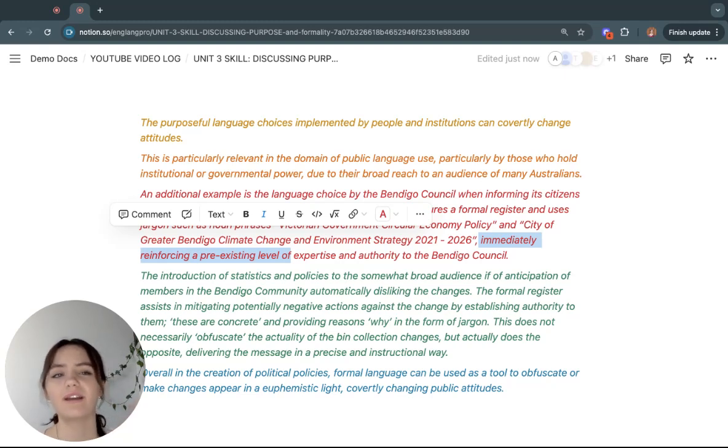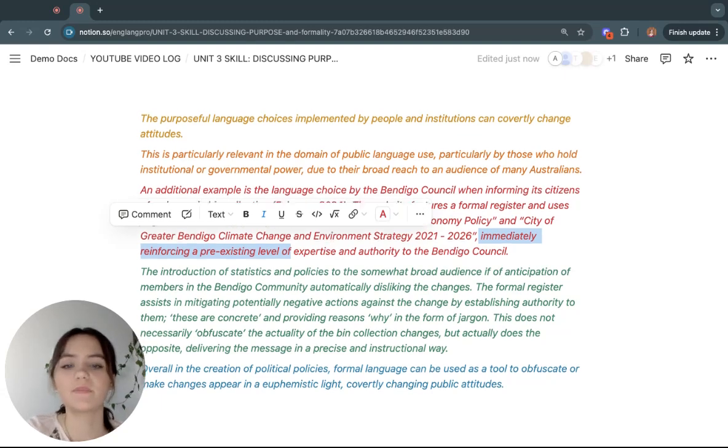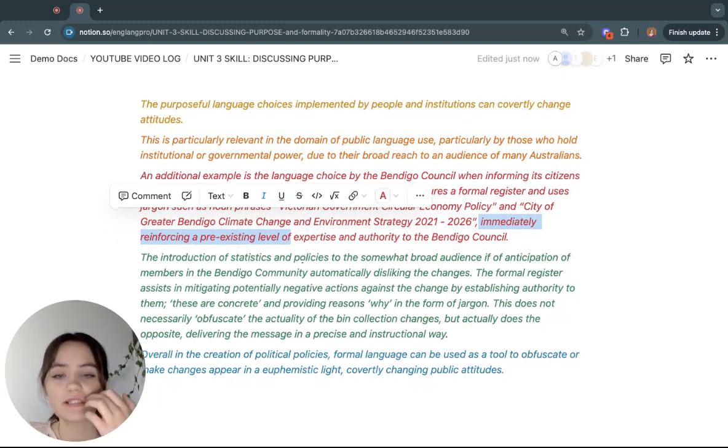Of course, you have the whole year to create examples and get fired up and have opinions about them. I highly recommend that the more creative, the more hot takes you can have, the better. But ideally, you at least want an analysis of how it's impacting the purpose, and how it's impacting other elements of context that are important in answering your prompt. For example, the introduction of statistics and policies to the somewhat broad audience.